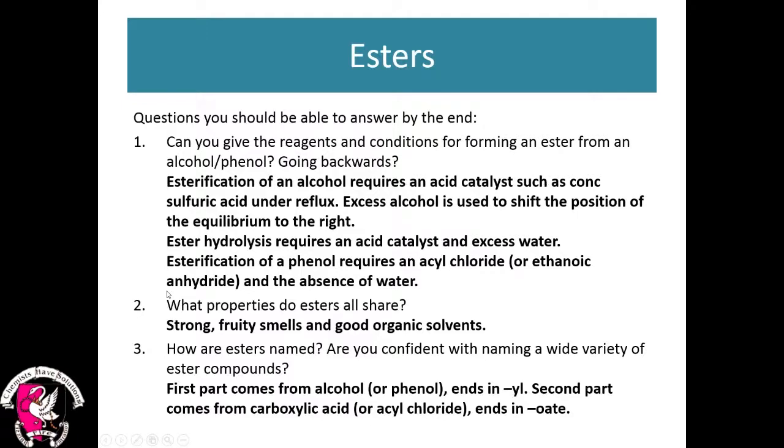Okay, so can you give the reagents and conditions for forming an ester from an alcohol or phenol? And what about going backwards? So esterification of an alcohol requires an acid catalyst such as concentrated sulfuric acid under reflux. We use excess alcohol to shift the position of equilibrium to the right to have a higher yield of our ester, and obviously as well we need to use a carboxylic acid there. Ester hydrolysis requires an acid catalyst and excess water. So if we want to go backwards, then we need an acid catalyst and excess water. Esterification of a phenol requires an acyl chloride or an ethanoic anhydride and the absence of water.